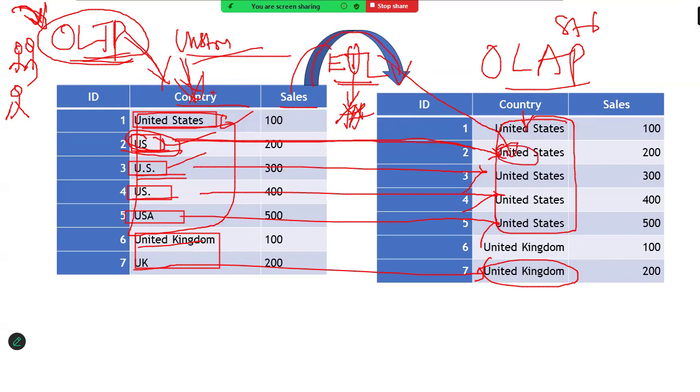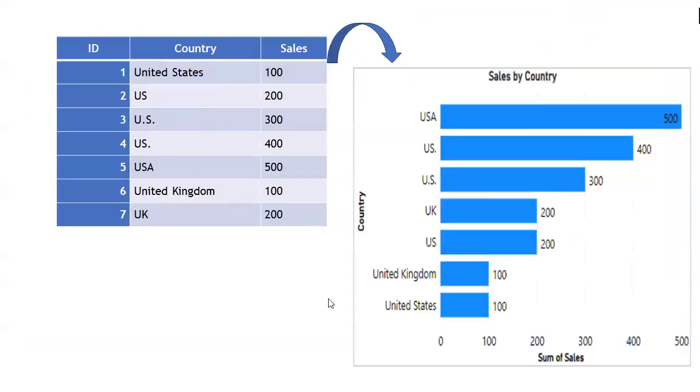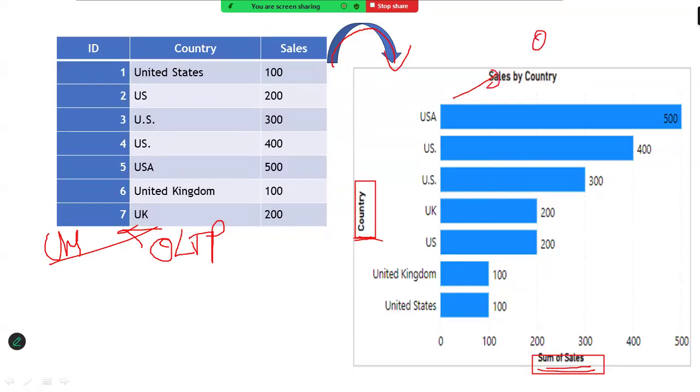Now go to the next slide, guys. Now you have an idea what is unstructured and what is structured. Go to the next slide and look at it. Is this table an OLTP table or an OLAP table? This table is OLTP. Is it structured or unstructured? Unstructured. When I directly use that unstructured data for creating this visual, what does the visual show? Country-wise sum of sales.